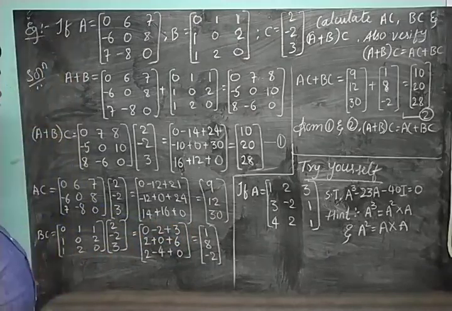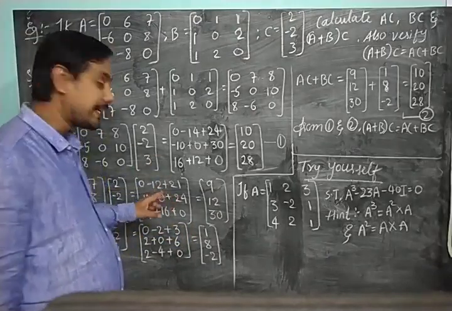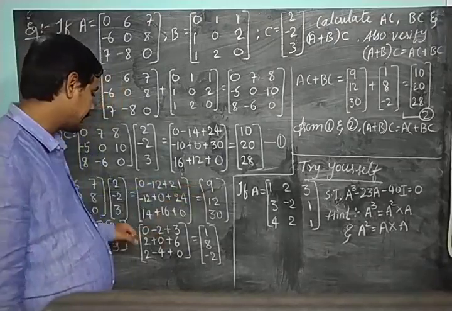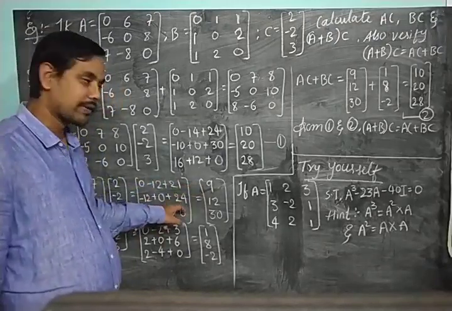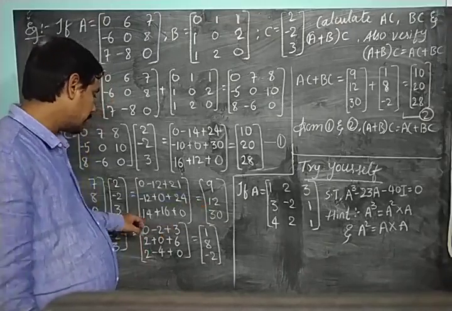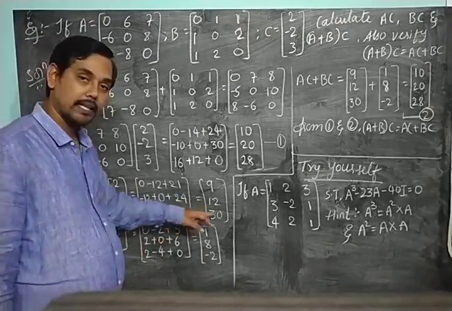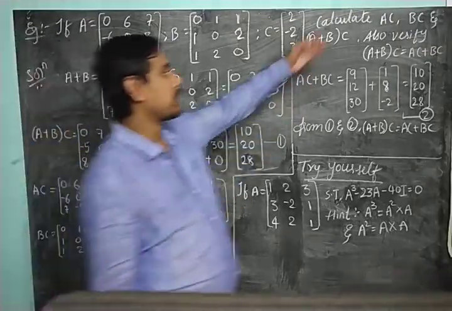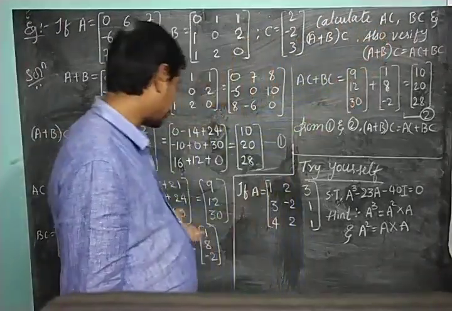Right? So if I simplify this, what am I going to get? Minus 12 plus 21, 9. Then minus 12 plus 24, plus 12. 14 plus 16, that is 30. Right? This is AC, the first one they have asked, and we have calculated it here.